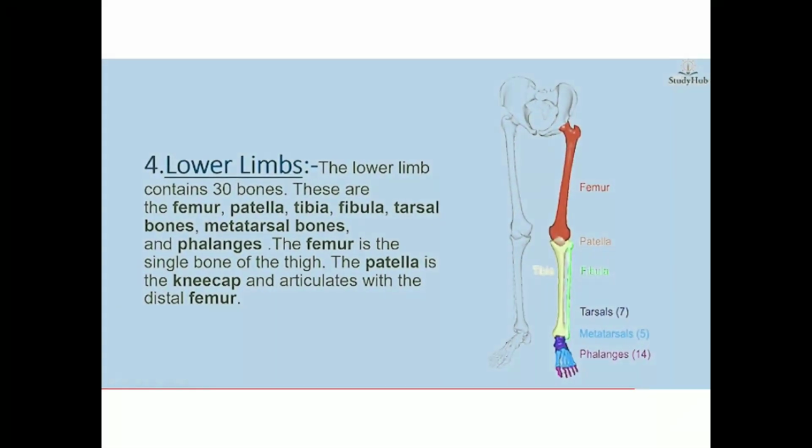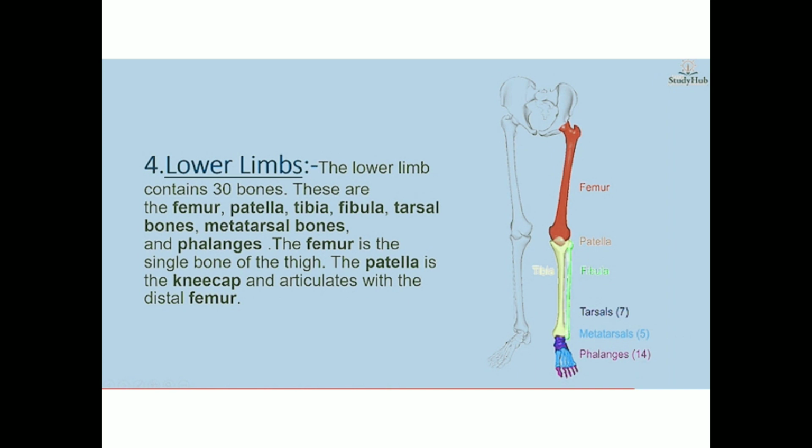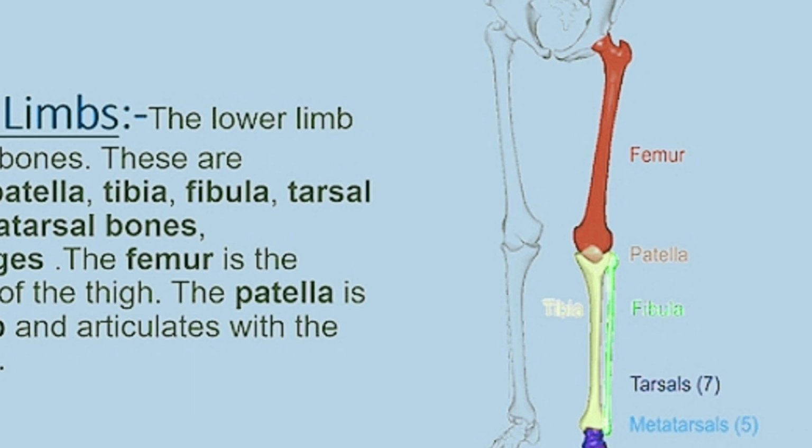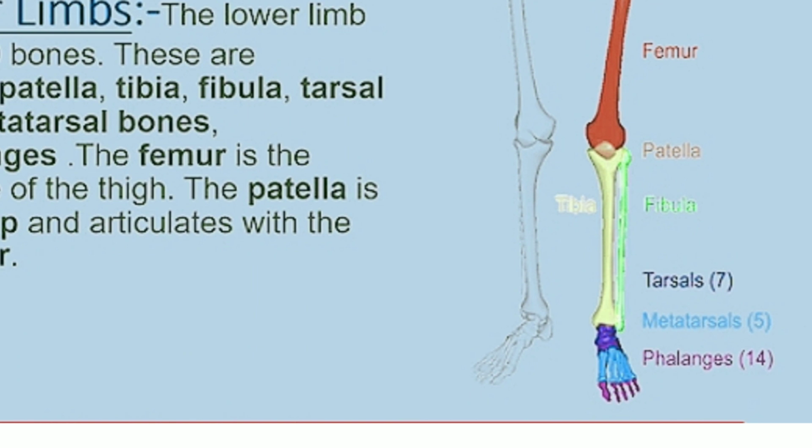So the last of the appendicular system parts is also known as the lower limbs. The lower limbs consist of 30 bones: the femur, patella, tibia, fibula, and the tarsal bones, metatarsal bones, and phalanges. The femur is the single bone of the thigh. The patella is the kneecap, and it articulates with the distal femur. The femur is also the largest bone of the human body. That is the patella, tibia, fibula, and tarsals. The tarsals are 7 bones, the metatarsals 5, and the phalanges 14 bones.